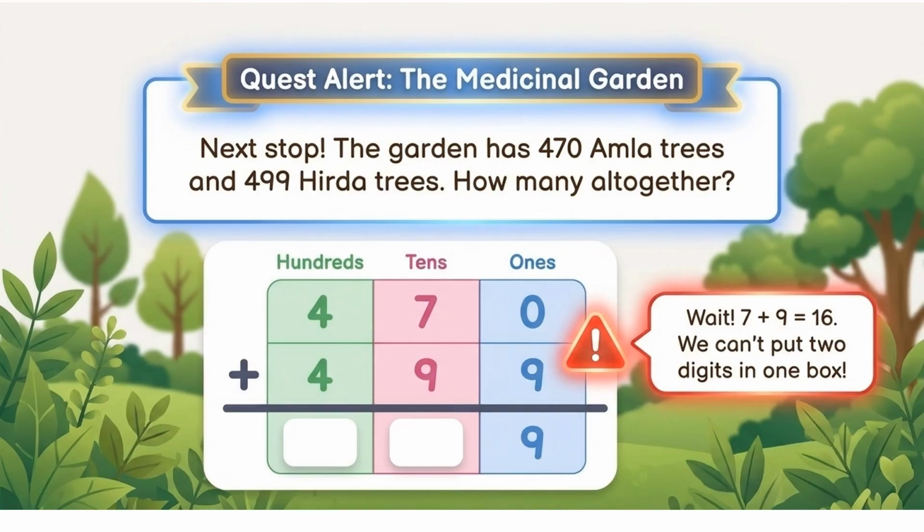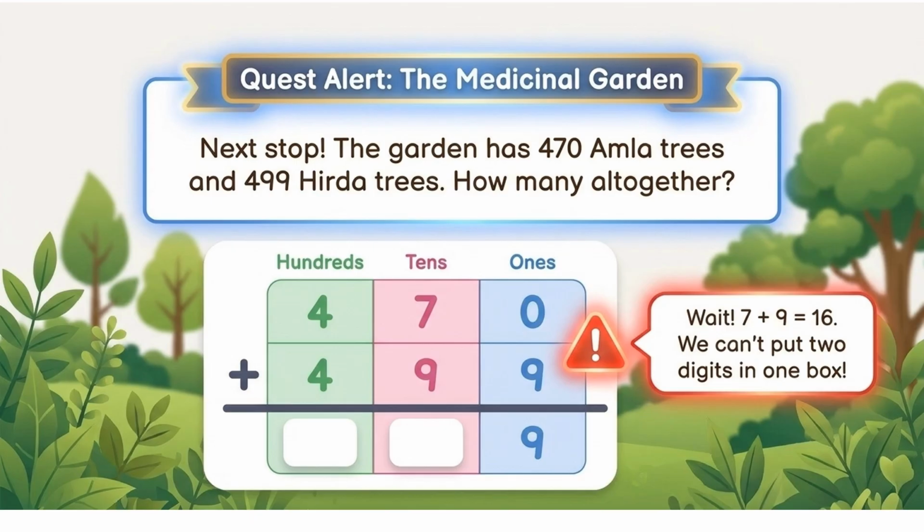Next question. Now we know how to add when there is no extra digit or no burden. But now imagine there's too much burden on a particular column. I'll teach you with an example. The garden has 470 amla trees and 499 hirda trees. How many trees are there altogether?